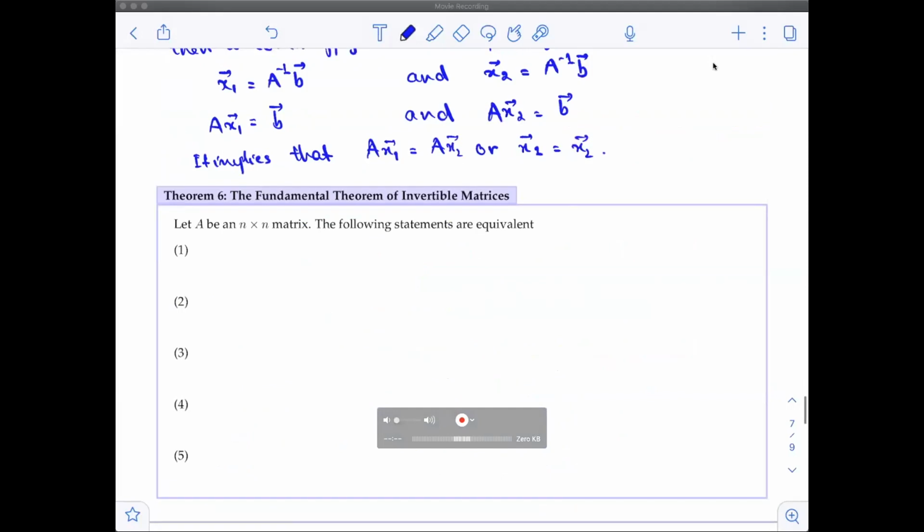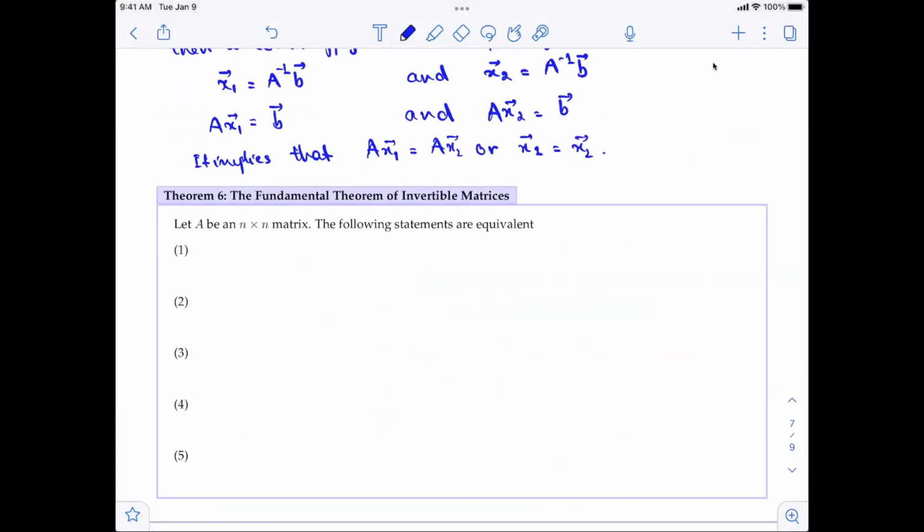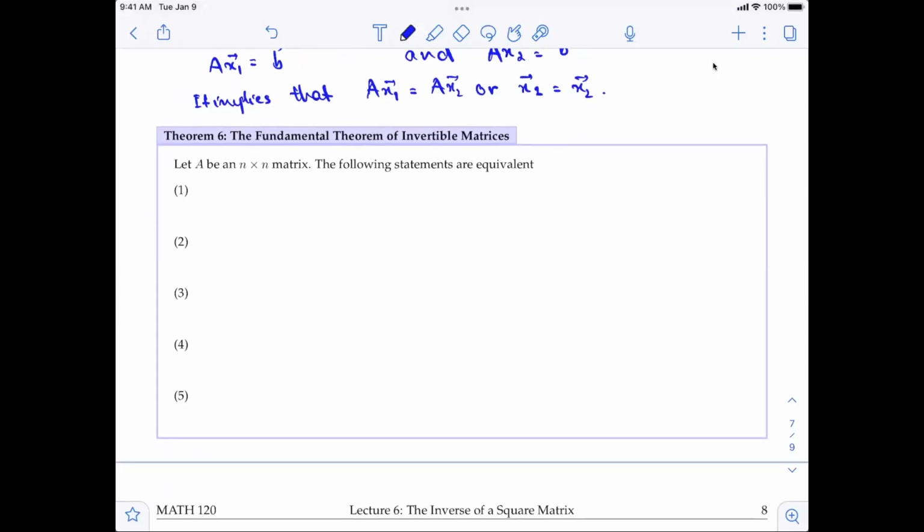In the next theorem, we have something called the fundamental theorem of invertible matrices. All of these statements that we're going to write down are equivalent to one another. The first four are going to make sense to us because we already covered a lot of the material related to them. The last one is just part of the theorem, so I want to include it, but it's not going to make sense because we didn't go over that at all.